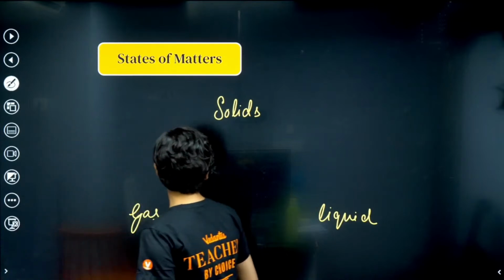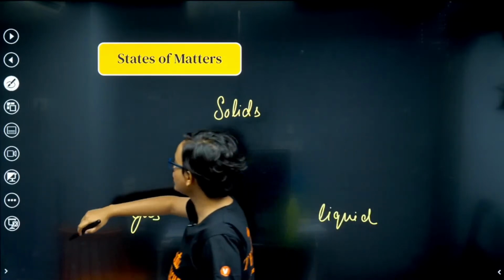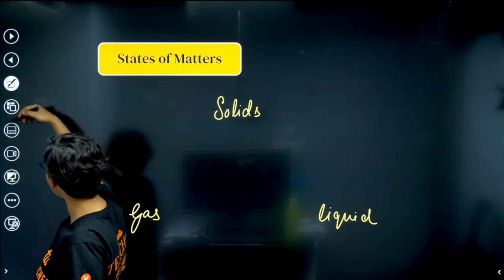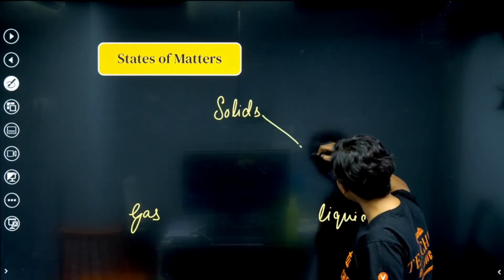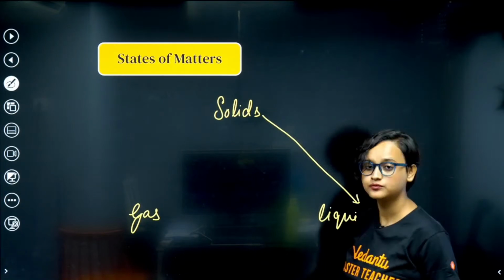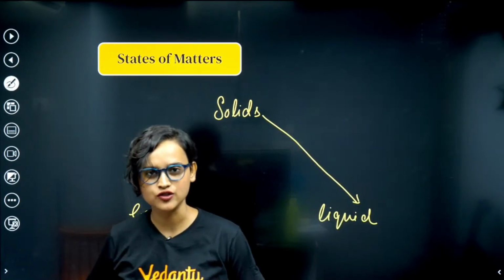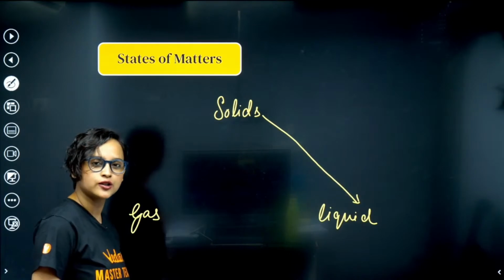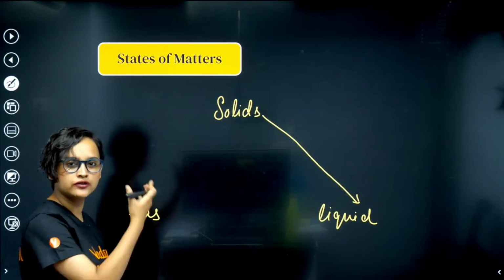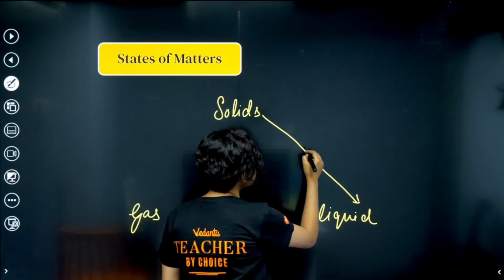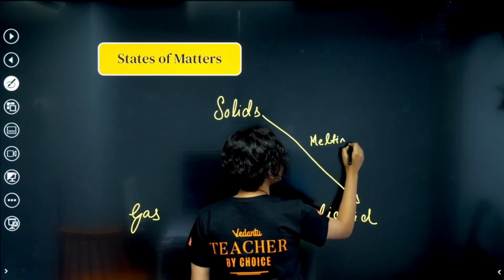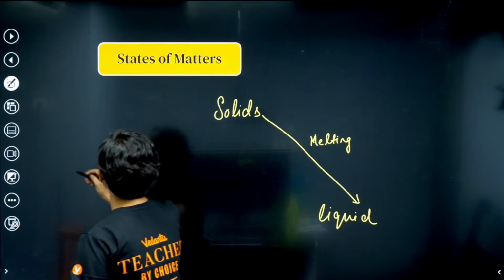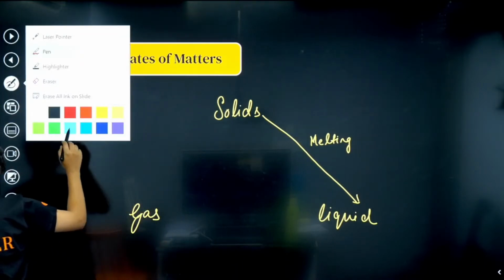Alright. Now if I want to change solids to liquid, what will I do? Solid to liquid, everybody knows, no? What is that process? The process of converting solids to liquid is obviously nothing but melting. Am I right? You melt ice, what do you get? You get liquid, water, isn't it?